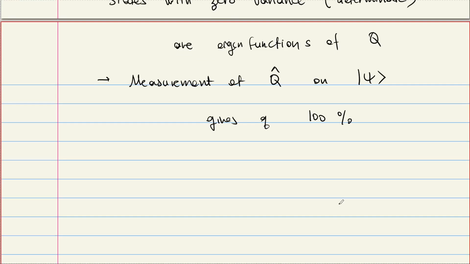So this is just for one eigenvalue, but we can have a collection of eigenvalues for an operator, right? So the collection of eigenvalues of Q is called the spectrum.